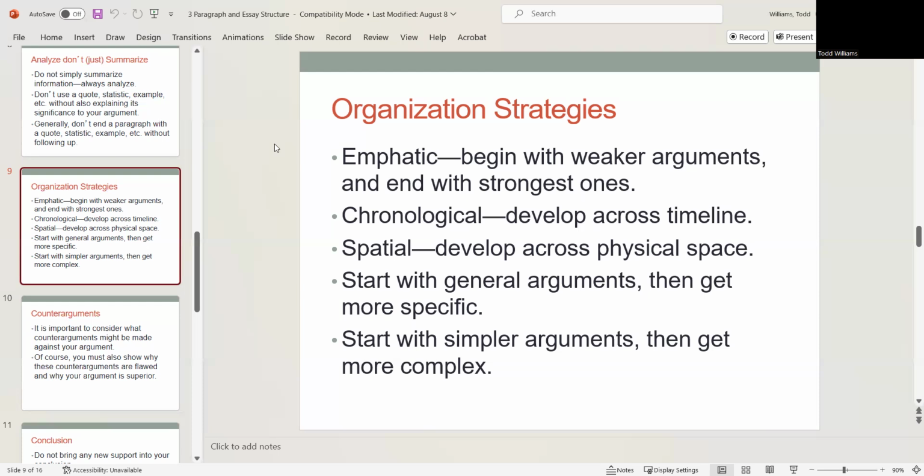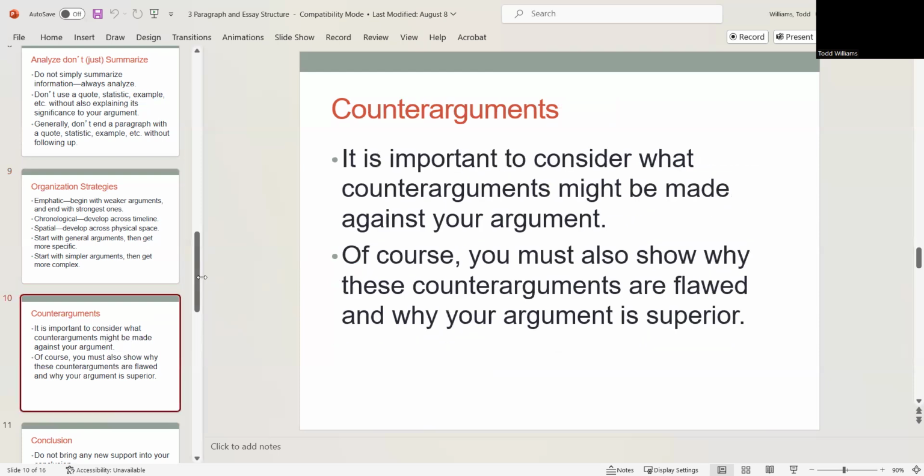If you find that you have a lot of general arguments and more specific ones, better to start general and then get more specific. If you're writing about something philosophical or scientific, something complicated, better to start simple, get your readers comfortable with the topic, and then move forward toward the more complex. So those are just some strategies. Like I said, different things work with different papers, but those are some possible strategies to organize your main points.